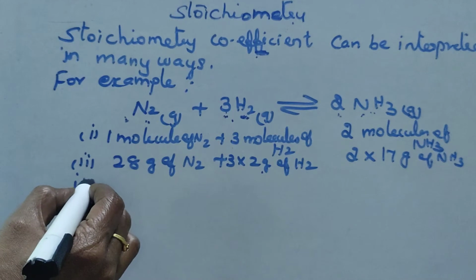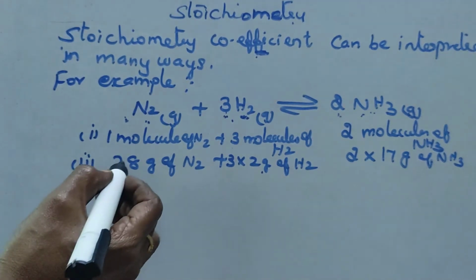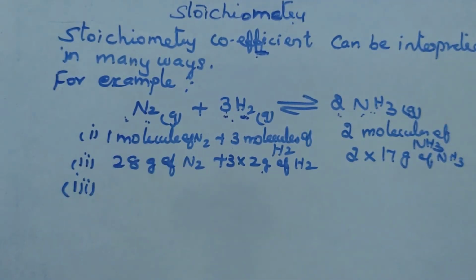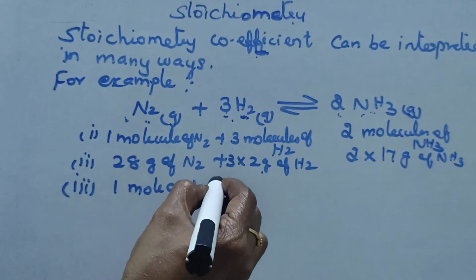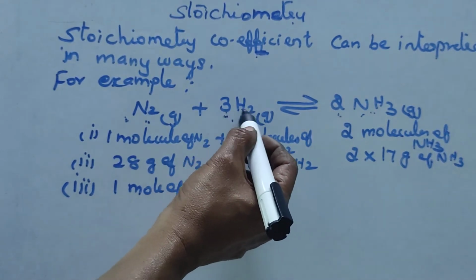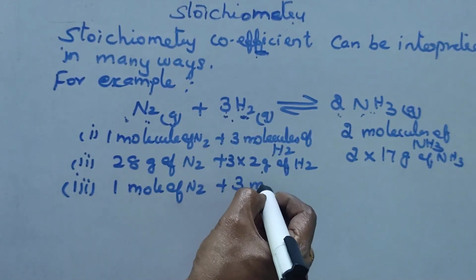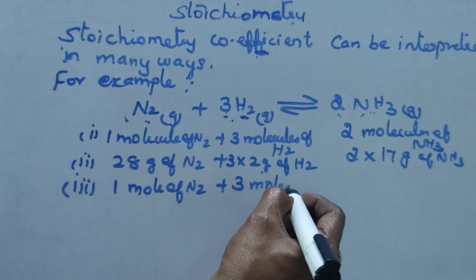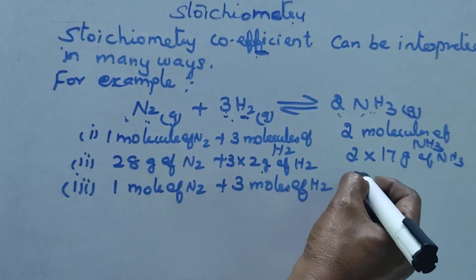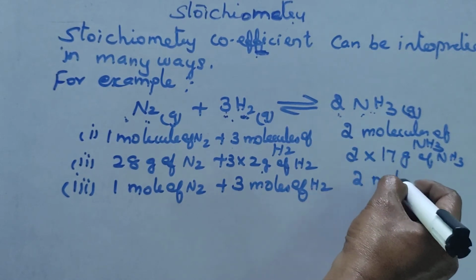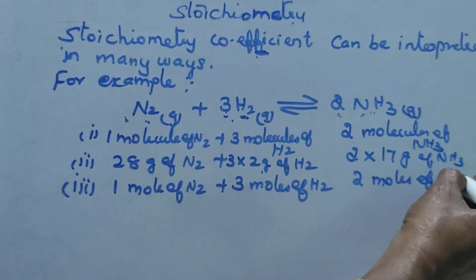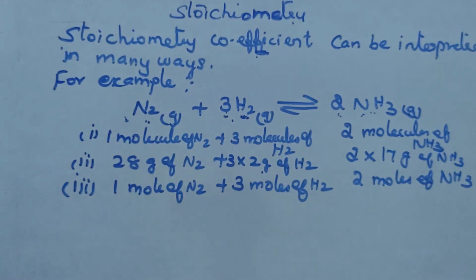Then third way, this 28 gram of nitrogen is nothing but 1 mole of nitrogen. So 1 mole of nitrogen combined with, here 3 moles of hydrogen. 6 gram means 3 moles of hydrogen gives 2 moles of ammonia. This is third way of interpretation.